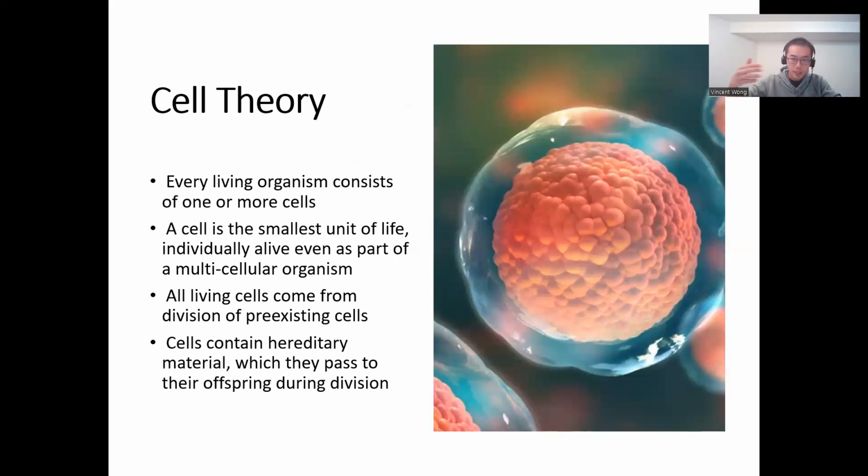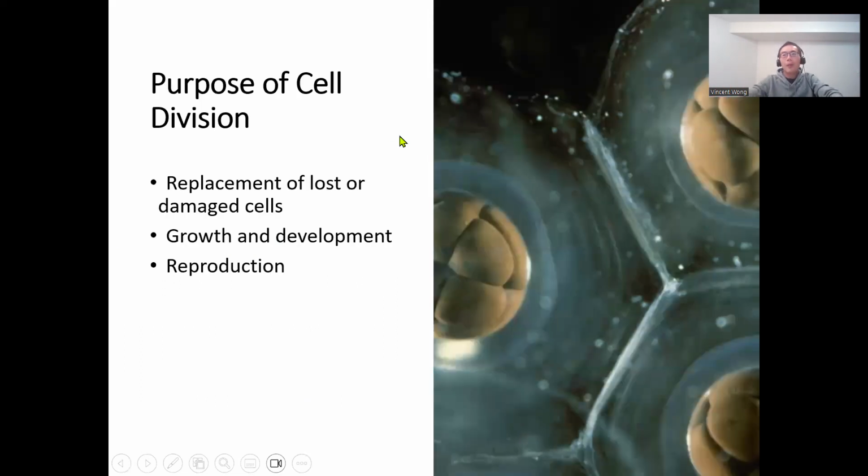One of the parts of the cell theory states that all living cells come from division of pre-existing cells. In other words, to get more cells, you need to take an existing cell and cause it to divide. Nobody really fully knows where the first cell came from. There are theories about it, but no one knows for sure. But we know if we need to get new cells, we have to divide the existing cells.